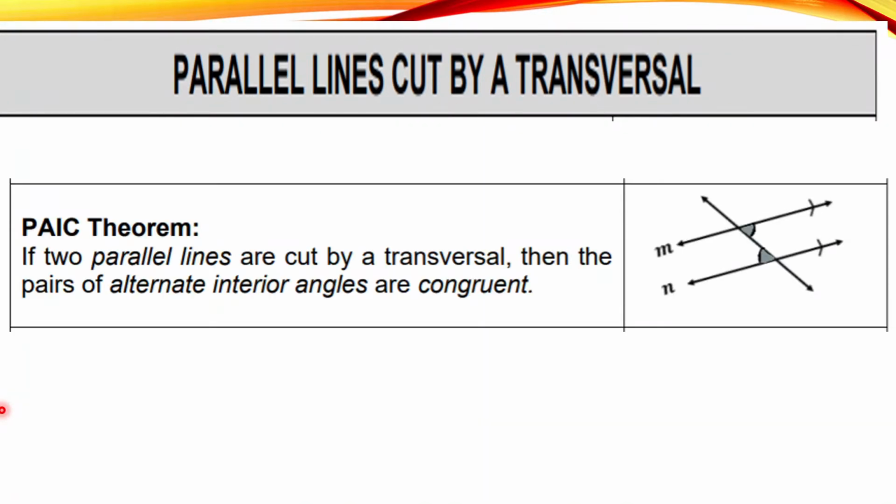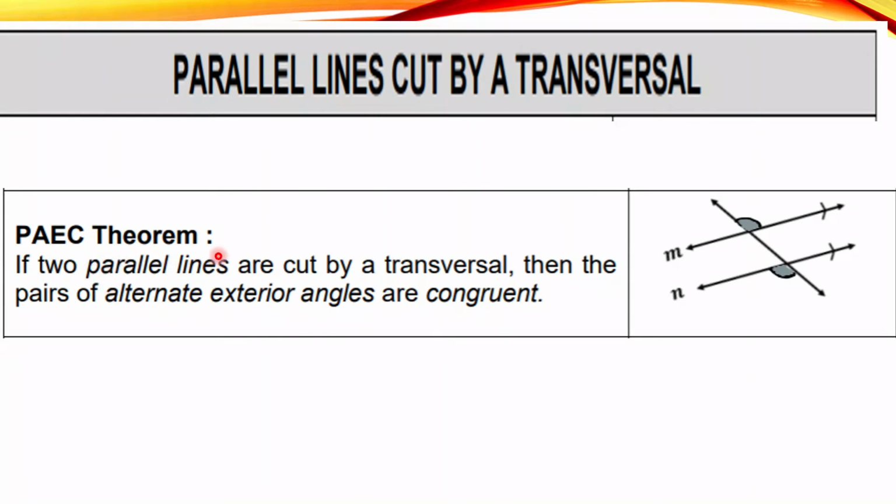The PAIC theorem. If two parallel lines are cut by a transversal, then the pairs of alternate interior angles are congruent. So, PAIC. When you say interior, it is inside, and alternate means on opposite sides. So, this angle is congruent to this angle. This angle is also congruent to this angle. So, alternate interior angles.